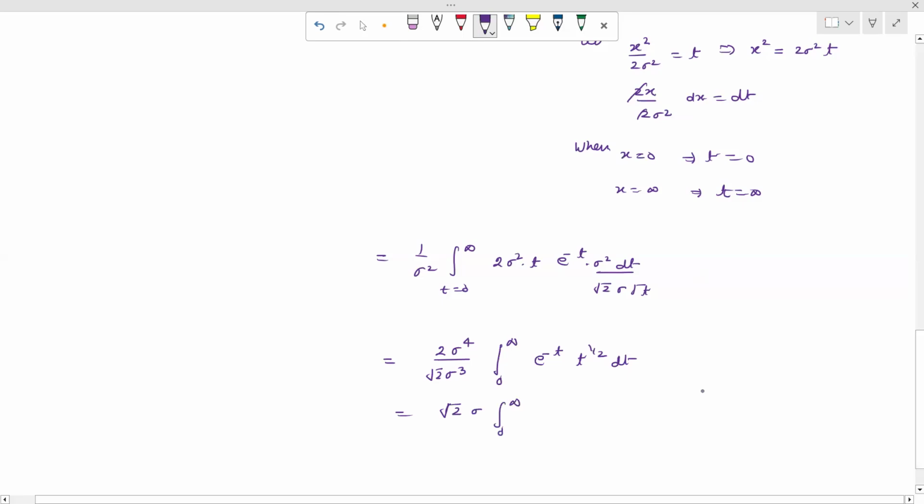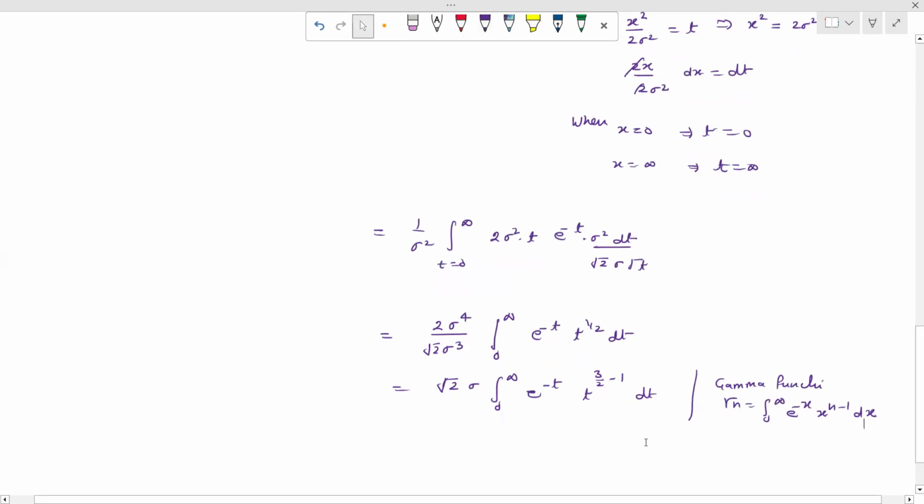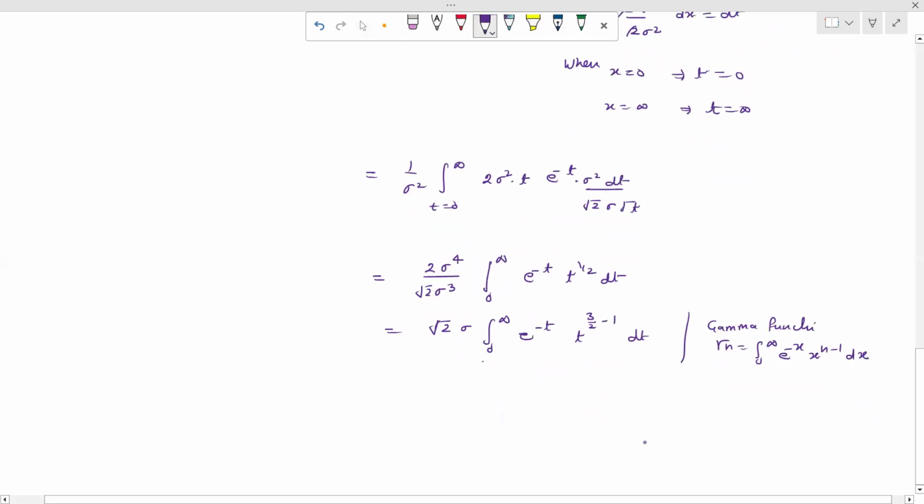to infinity e raised to the power minus t, and this t can be written as t raised to the power 1 by 2. So we can write it as 3 by 2 minus 1, because we are going to use the definition of gamma function. So what is the definition of gamma function? Gamma n is equal to integration 0 to infinity e raised to the power minus x, x raised to the power n minus 1 into dx. So here what is the value of n? The n value is 3 by 2, so the value of this integration is gamma 3 by 2.